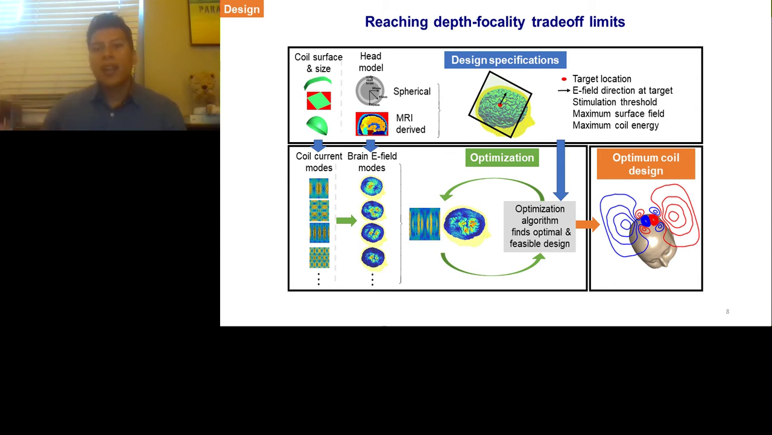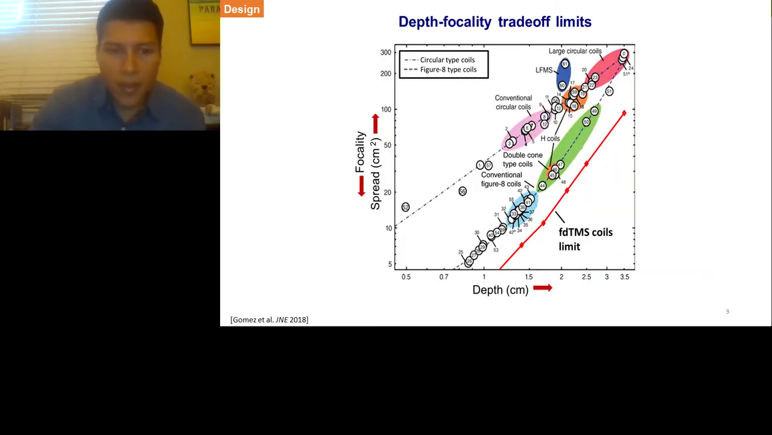And so here I show a drawing of a coil that's representative of a typical design coming out of our algorithm. And more importantly, our coils designed by our algorithm have roughly half the spread for any penetration depth. And again, I repeat, this is the first significant improvement in focality seen in decades.